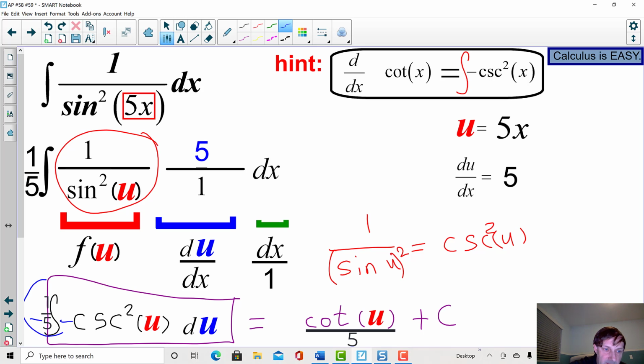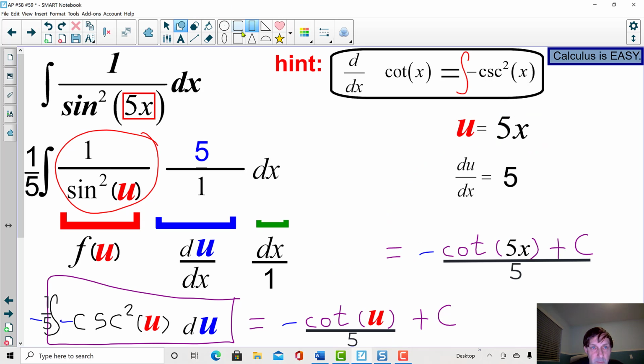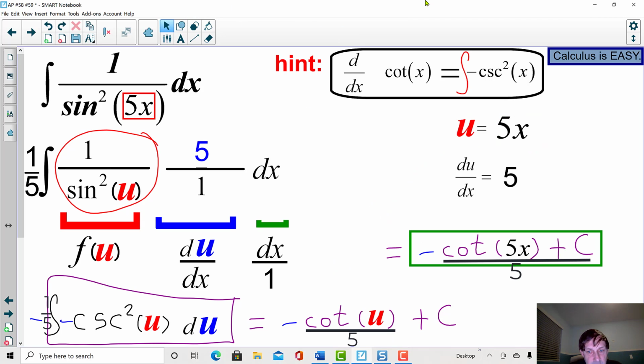Okay, do not forget this negative over here. We have to put a negative in the front. And do not forget to trade the u for 5x. Okay, there we go. There's our final answer. We'll put it in a box. And that's it.